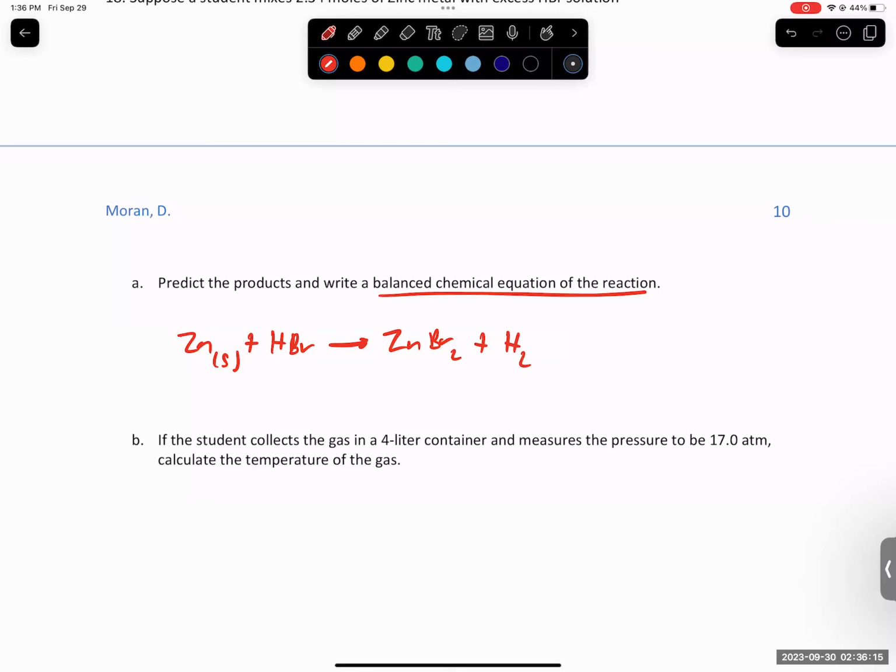Let's fill in our physical states. HBr is a strong acid, so it's aqueous. Zinc bromide is aqueous. What about H2? It's a gas, which is the whole point of this problem. All right, is this balanced? No. How do I make it balanced? Let's see. Two hydrogens, we're good. Two zincs, good. Two bromines versus 4 bromines, we're not good.